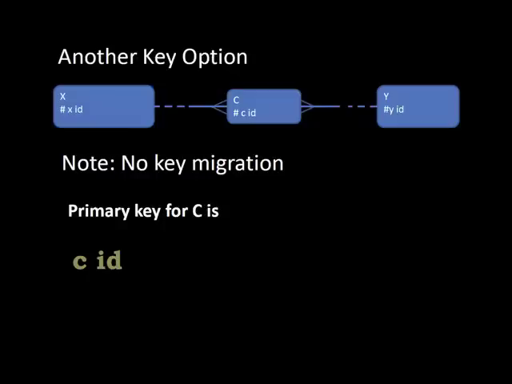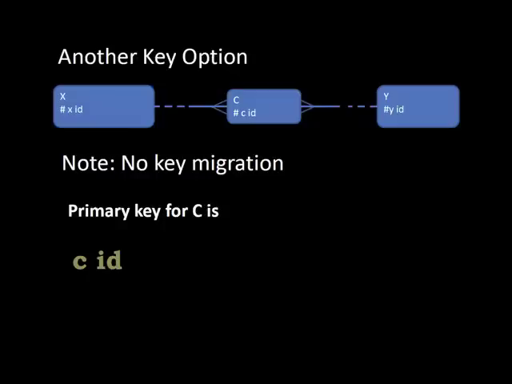Now this is another option. You may say, I choose to give C its own key. In other words, I'm not interested in borrowing the keys of X and Y to make up a key for C. I'm just going to give it its own ID. So whenever you see an entity with the primary key being entity name space ID, you assume that's the primary key, nothing else. That's just the convention we're following in this course. So you see C ID, that's the primary key, nothing else. Why? Because entity name ID, if it exists, then that is the primary key.